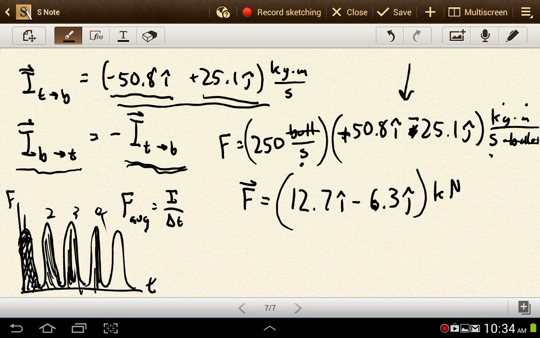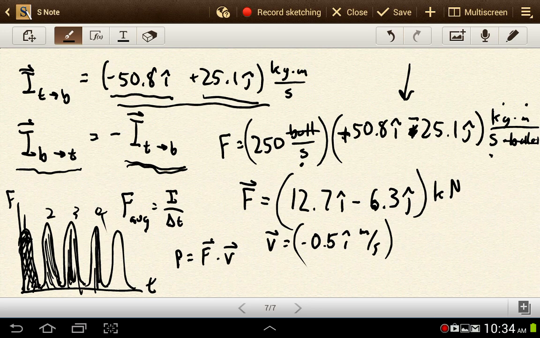Okay, so that's your answer to part C, and then for part D, you want to find the power that the tank has to exert to keep going under the stream of bullets, and that's very simple. That's just P equals F dot V. Okay, so the tank is going to the left, which means that the velocity of the tank is negative 0.5 i hat meters per second. Okay, and so you do this multiplication.